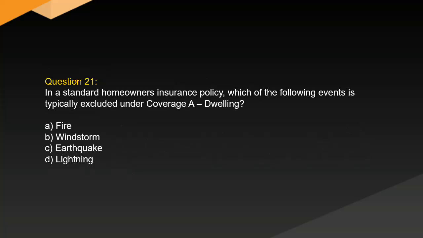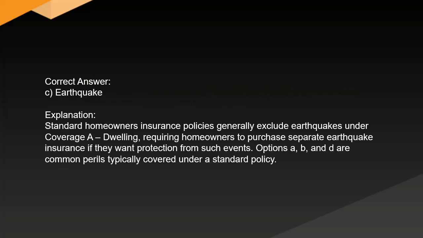Question 21. In a standard homeowner's insurance policy, which of the following events is typically excluded under coverage? Dwelling. A. Fire. B. Windstorm. C. Earthquake. D. Lightning. Correct answer. C. Earthquake. Explanation. Standard homeowners insurance policies generally exclude earthquakes under coverage. Dwelling, requiring homeowners to purchase separate earthquake insurance if they want protection from such events. Options A, B, and D are common perils typically covered under a standard policy.